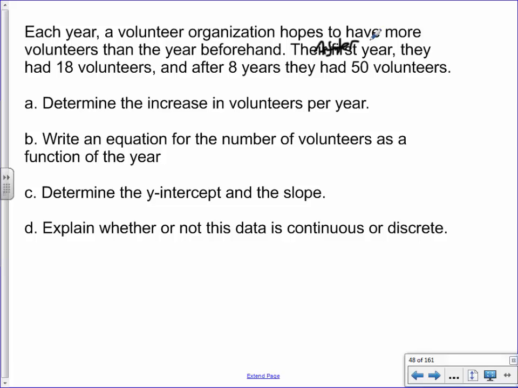Our goal is to figure out the increase in volunteers per year. So we're kind of back to using those first formulas again. Tn equals T1 plus n minus 1 d.